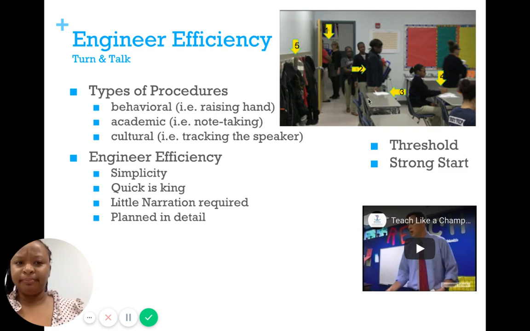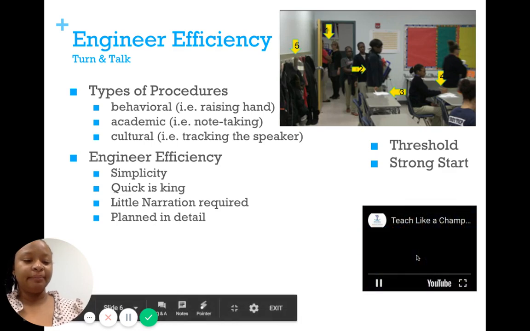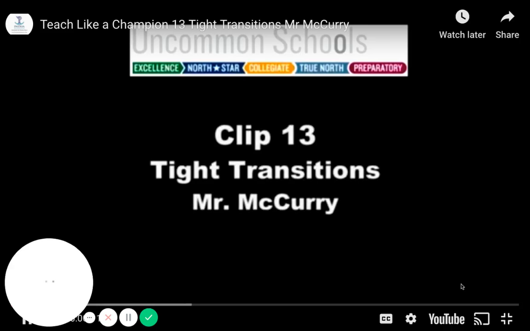So when we're talking about a procedure and making it efficient, make sure the procedure is composed of 4 things. 1, it is simple and cannot be convoluted. It is something they can do quickly, it requires little narration from the teacher, and it has to be planned in detail. Now, here's an example of that from Teach Like a Champion.